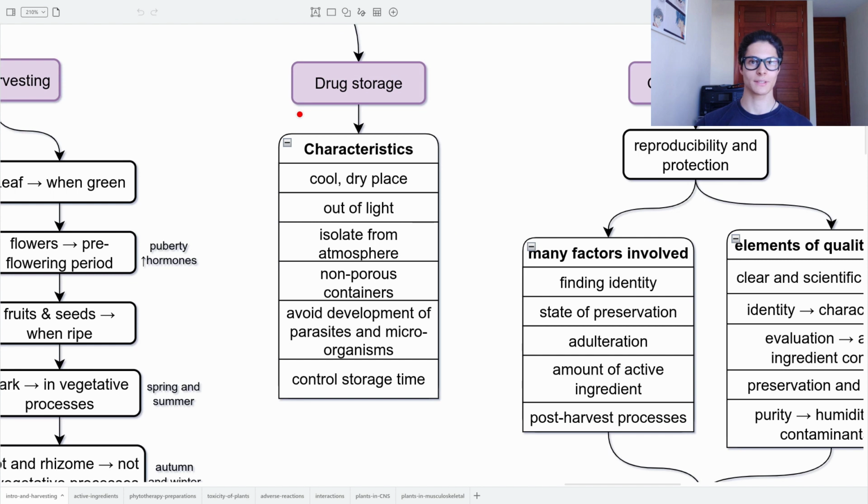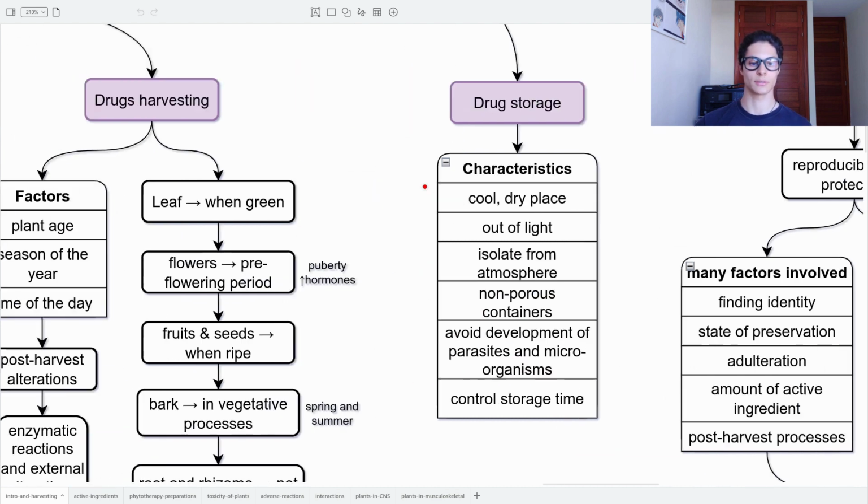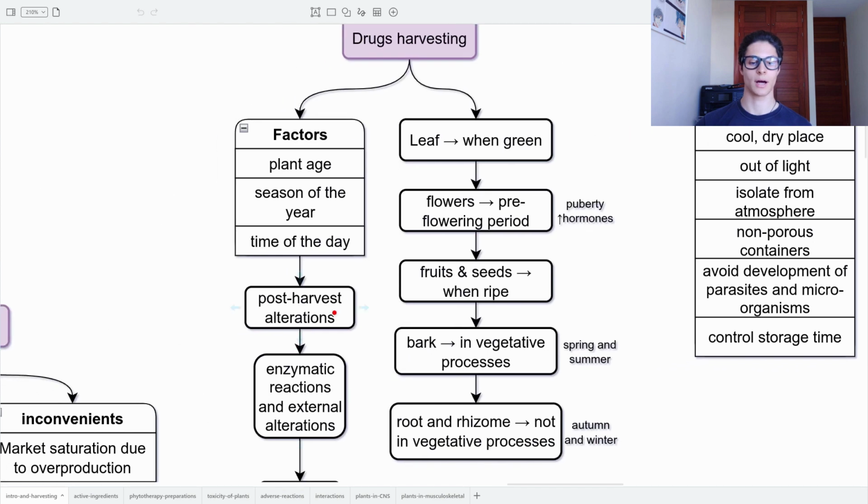Then once we harvest the plant, the drug, we have to store it in a cool, dry place, out of light, isolated from the atmosphere, in a non-porous container, and to avoid the development of parasites and microorganisms. Control the storage time as well. This is all done to prevent the post-harvest alteration.